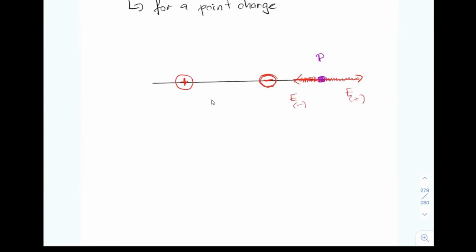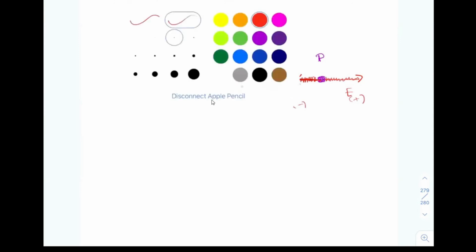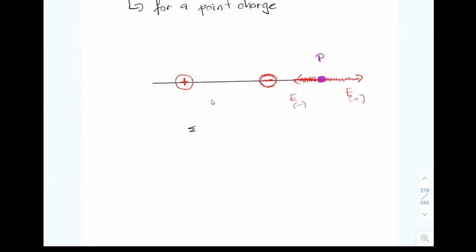All right, so now let's take a look at the net electric field at point P. So sum up the electric fields. I'm going to put P here, so that's our reference point. The electric field due to the positive charge is pointing to the right, so this is going to be positive. The electric field due to the negative charge is pointing to the left, so this one is going to be negative.